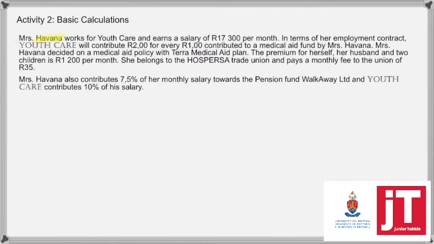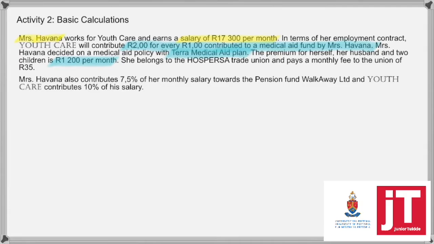in cash. So, activity number 2 says Mrs. Havana works for Youth Care and earns a salary of 17,300 Rand per month. In terms of her employment contract, Youth Care will contribute 2 Rand for every 1 Rand to her medical aid fund paid by Mrs. Havana. So whatever Mrs. Havana decides the policy is, they will pay 2 Rand for every 1 Rand that Mrs.